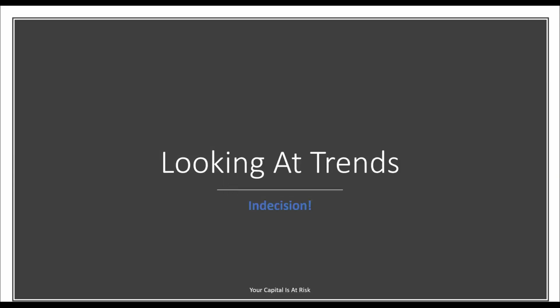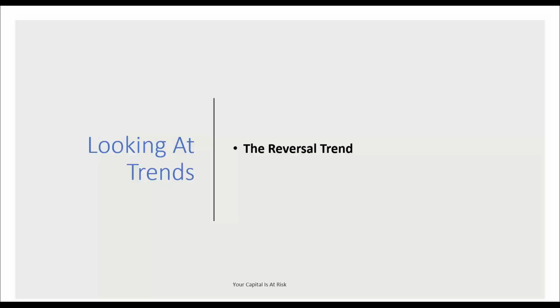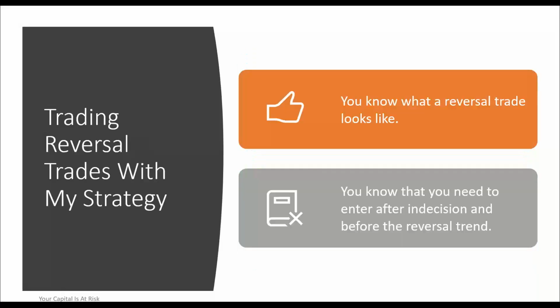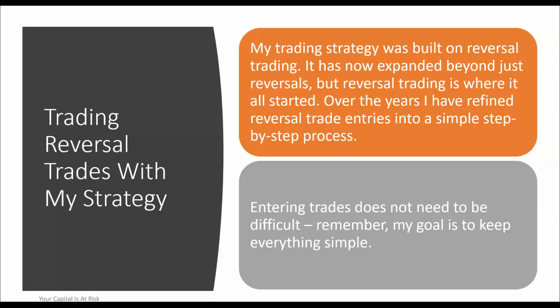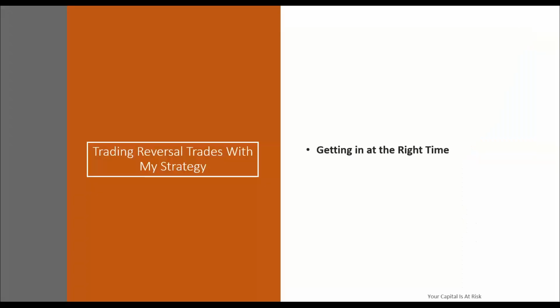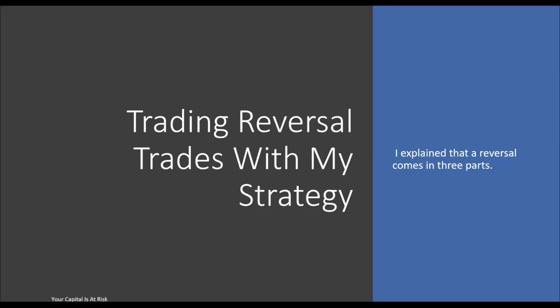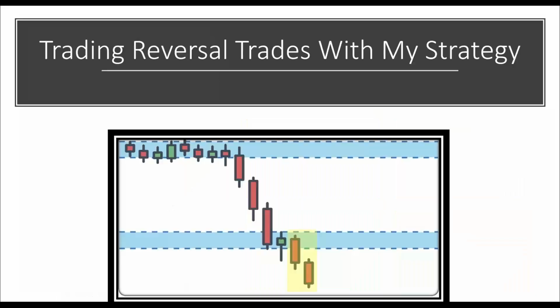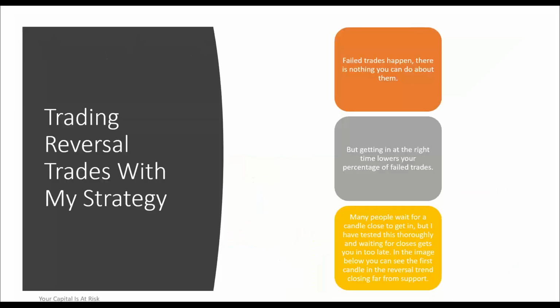So indecision is one way to find a trading opportunity, but there are many different setups that we can use. But it will help us understand how to enter a trade, how to place our stop losses, and how to get in at the right time. So remember, in this case, we have the preceding trend, the indecision candle, and the reversal trend. But we're just reading what price is trying to tell us on our price chart.